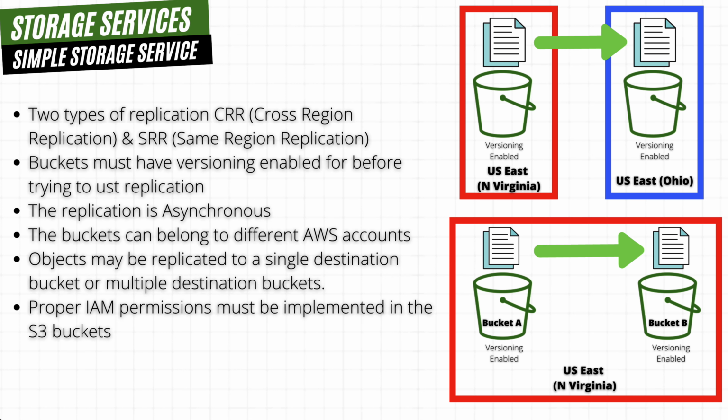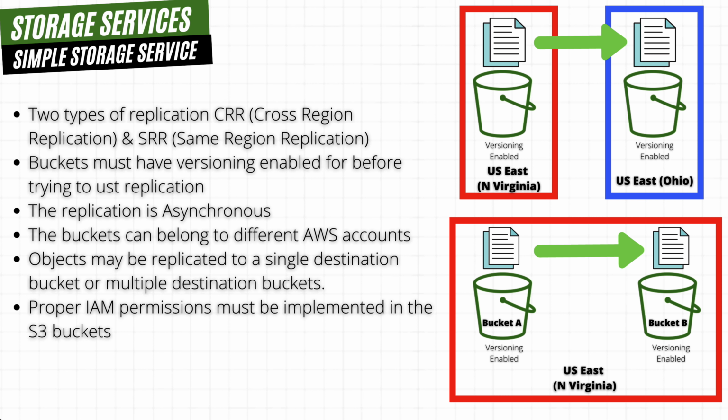Now, to help us protect our data, we also have cross-region replication and same-region replication. Before we attempt to use either one of these replication features, we need to have versioning enabled on both the source bucket and destination bucket. So for both of these features, the data gets replicated from one bucket to the other.